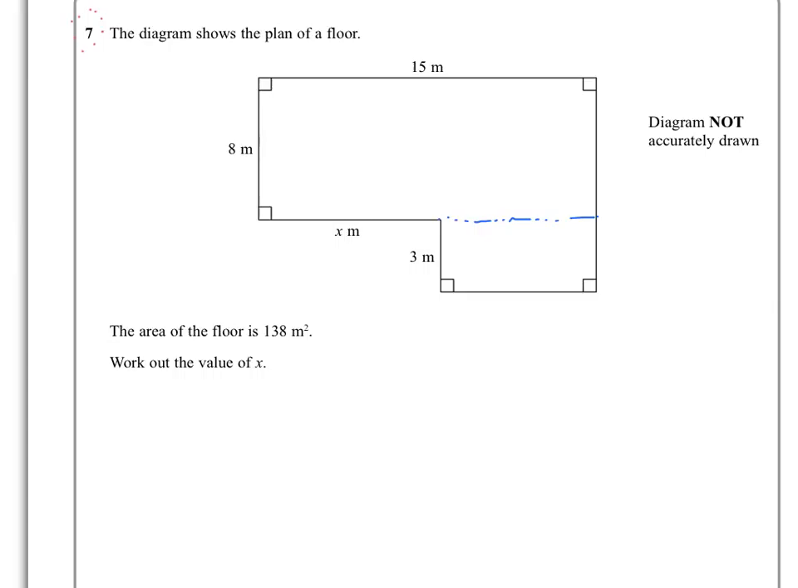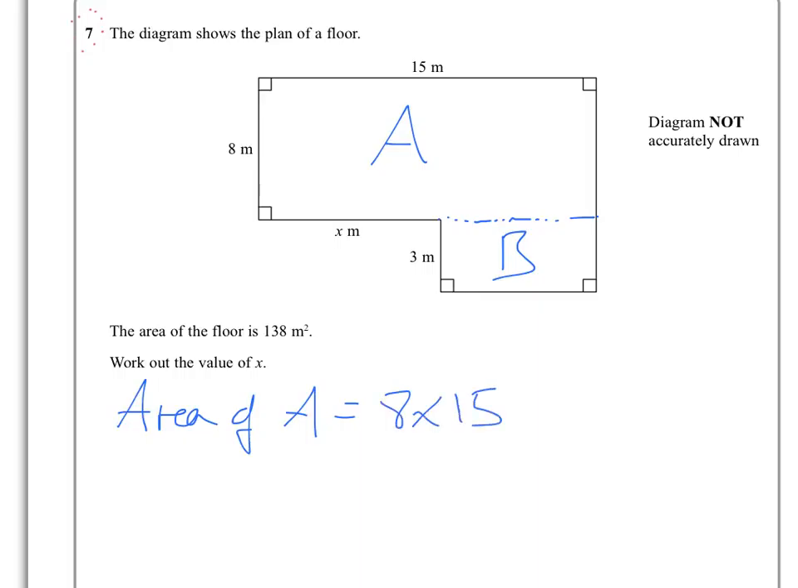So, first of all, we'll have shape A and then we'll have shape B. For shape A, area of shape A is 8 times 15, and that is going to be 120 meters squared. Look in the question there, meters in the question, so it's meters squared for the area. So that there will get us some marks already. Everybody should have some marks for this, maybe 1, maybe 2. Now we're looking for the area of shape B here.